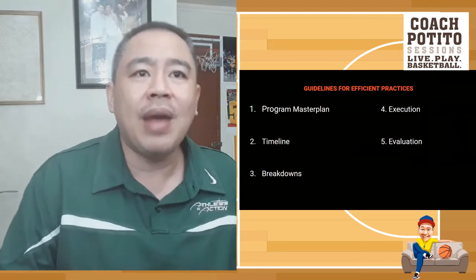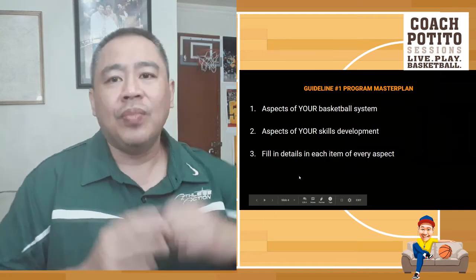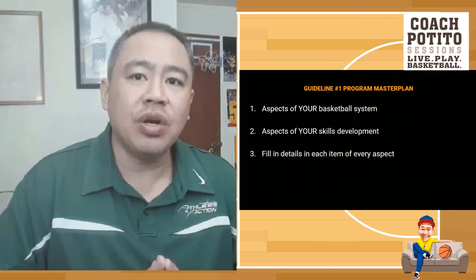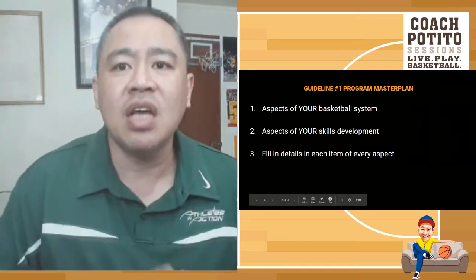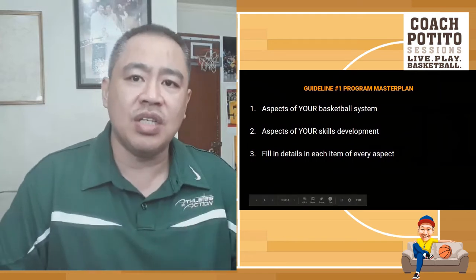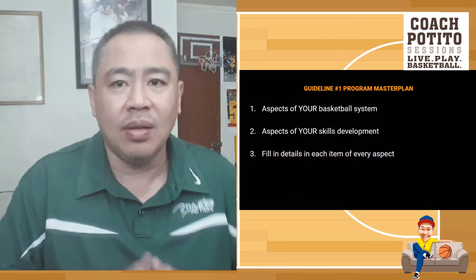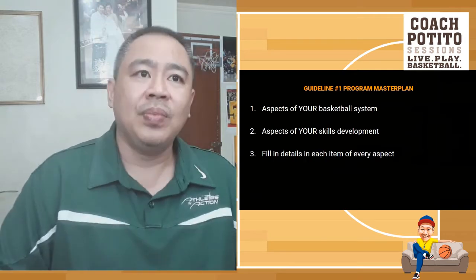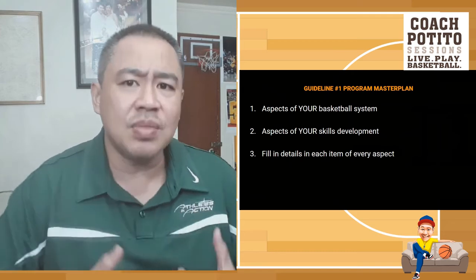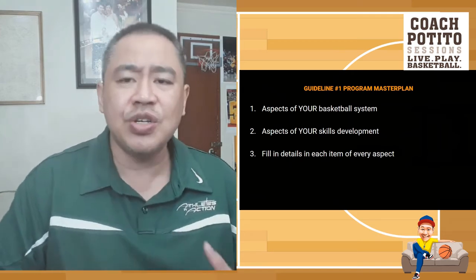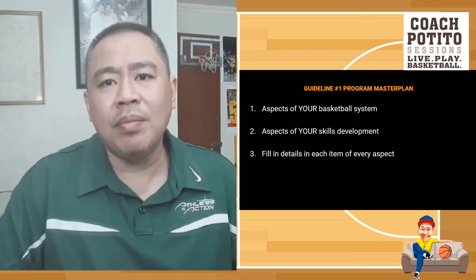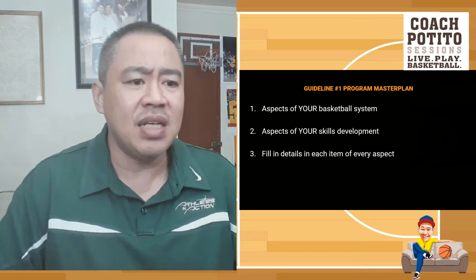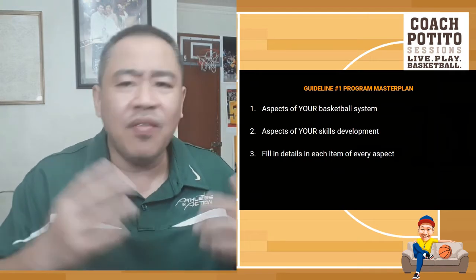So let's start with the program master plan. There are three things you have to consider when you're working with your program master plan. Number one is the aspects of the whole basketball system, how you want basketball to be played by your team. This is where all the systems come in: offense, defense, transition, anything to do with the team's plays, defensive and offensive plays, and everything that goes with it.